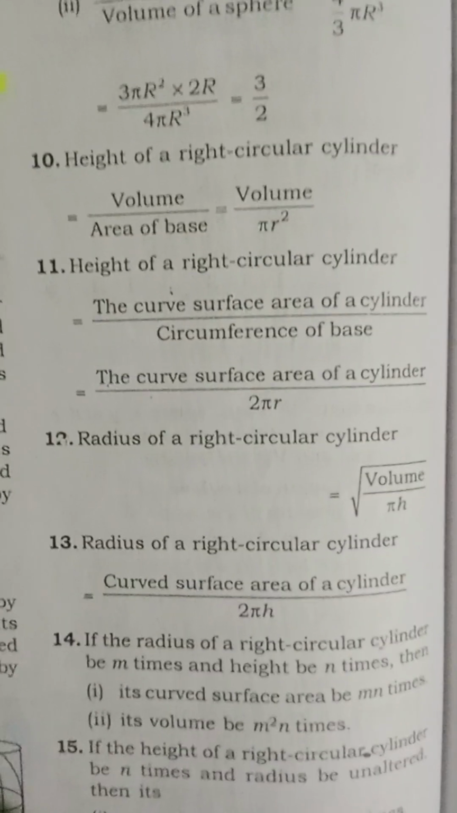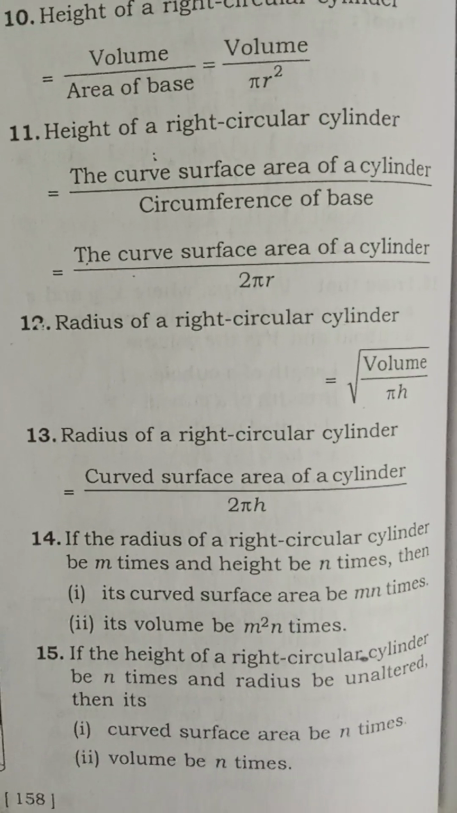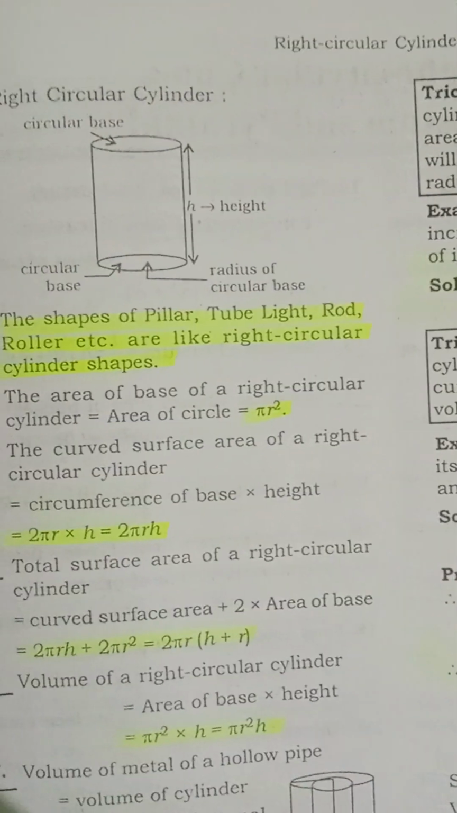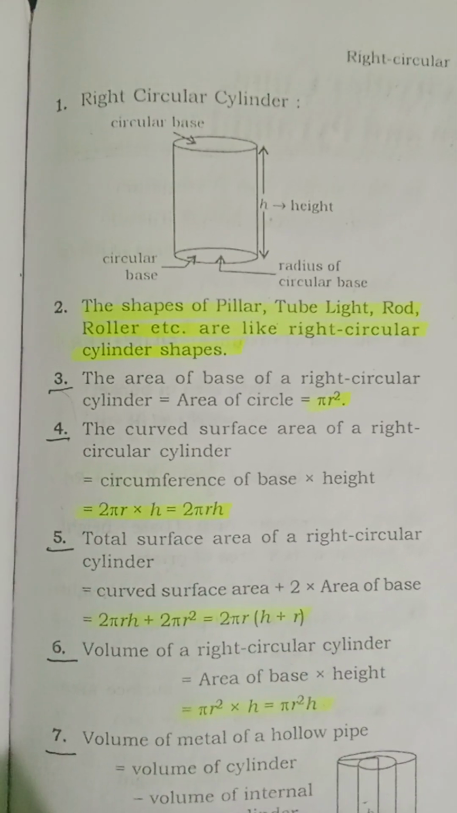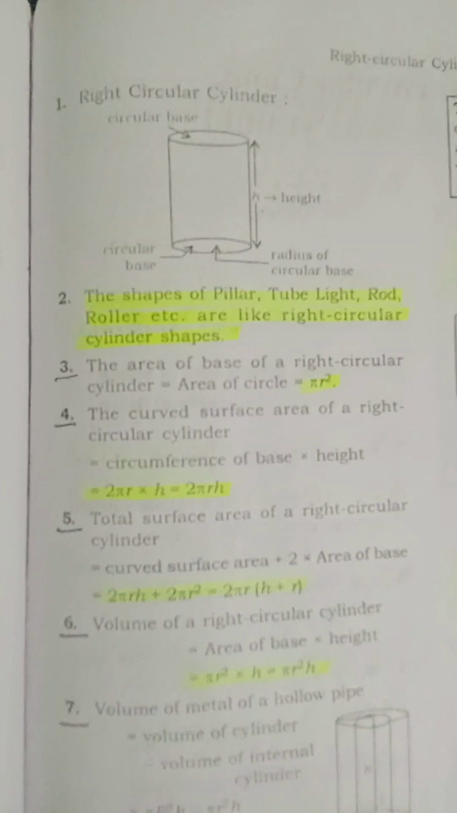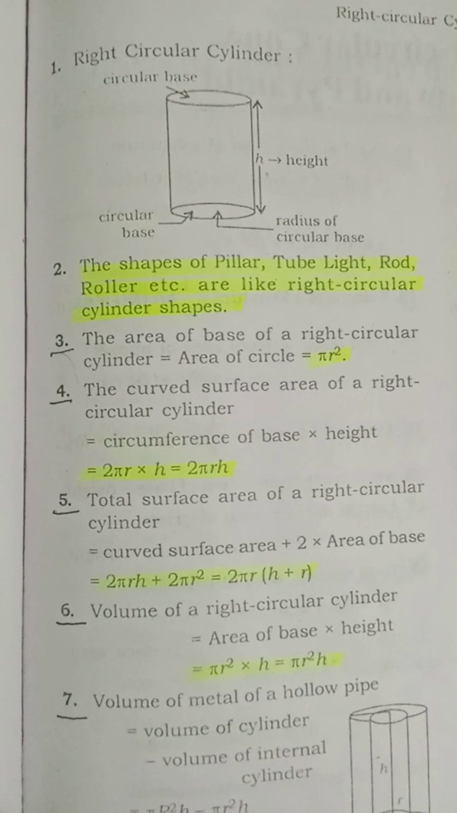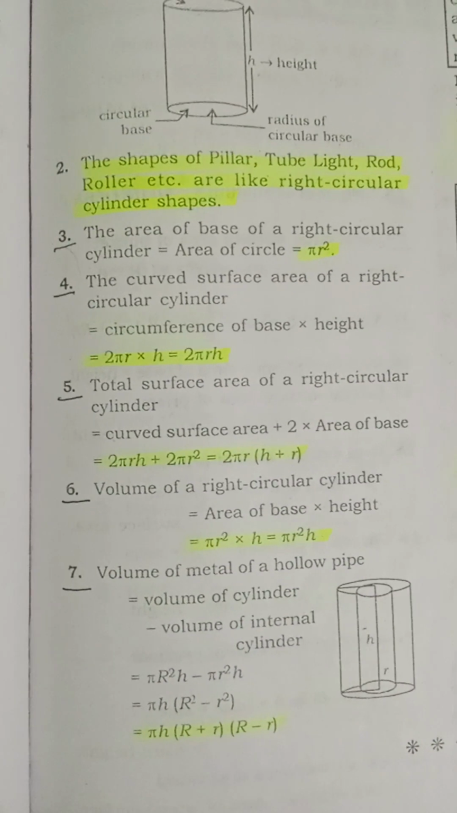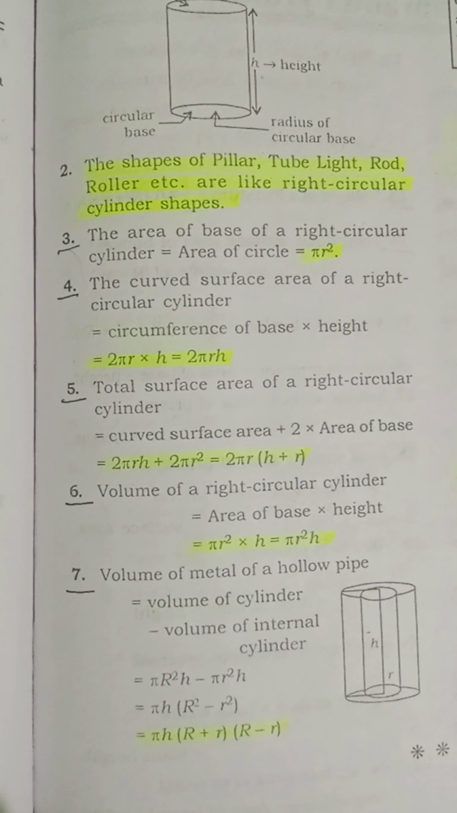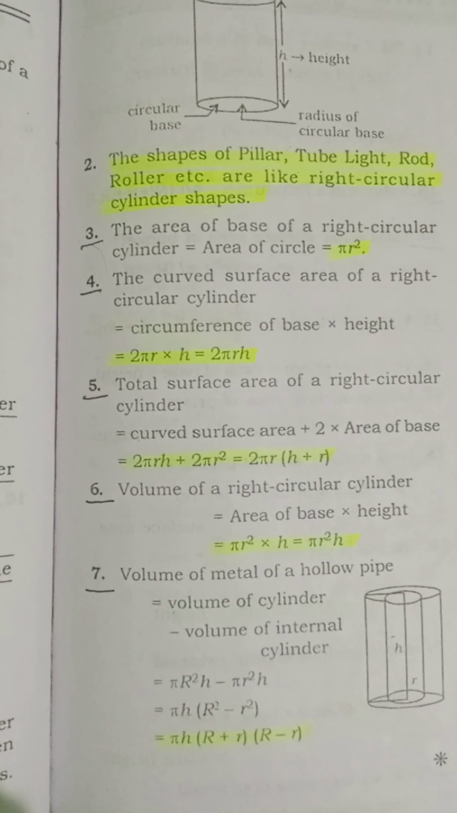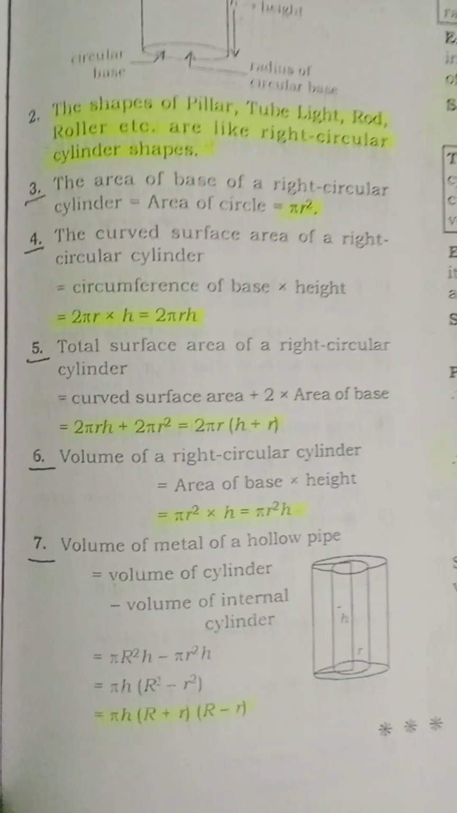This is a very important formula. You see it again and again, then your revision is complete. Right circular cylinder: circular base, height and radius. The shape of a pillar, tube, light, rod, roller is like a right circular cylinder.